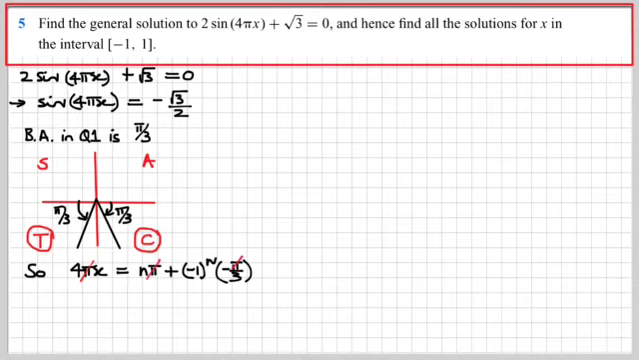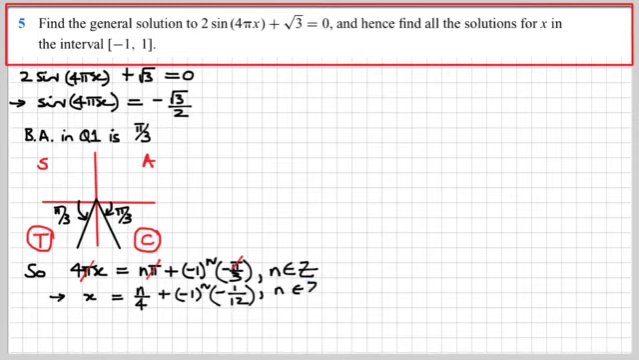That gets us our general solution, but I've been very devilishly cunning there. I've divided through every term by pi, divided both sides by pi. And what do I get? I get 4x equals n plus minus 1 to the n times minus a third. And oh gee, you can't forget that, guys. n is an element of z. And therefore x, dividing both sides by 4, I get that. And Mr. Box, thank you, you're a star.